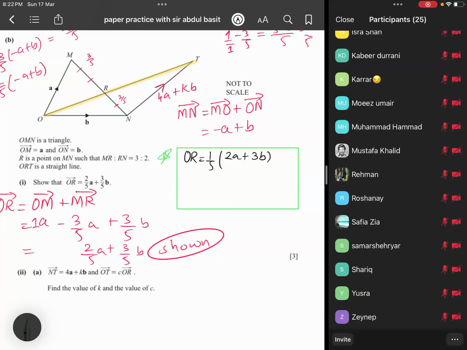And they say to us that OT is c times OR. So we need to multiply it in order to get OT. First of all, we have OR already. We don't have any c factor here. We need to compare this answer with 4a plus kb.